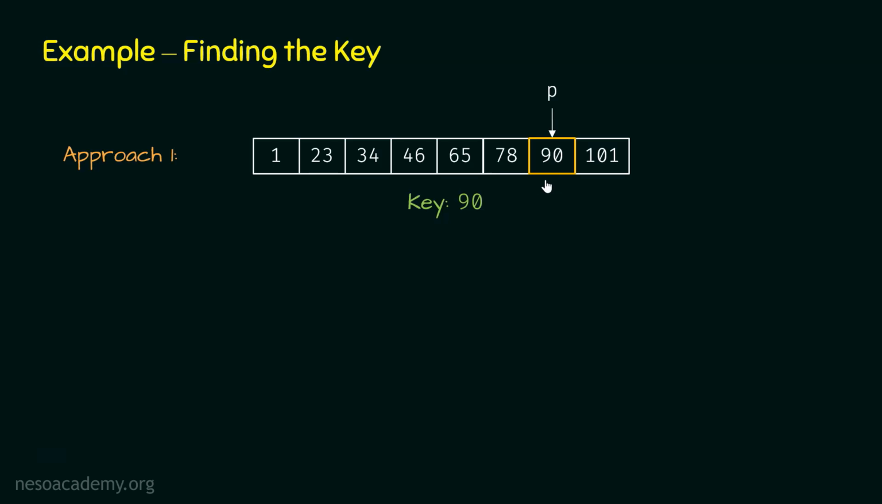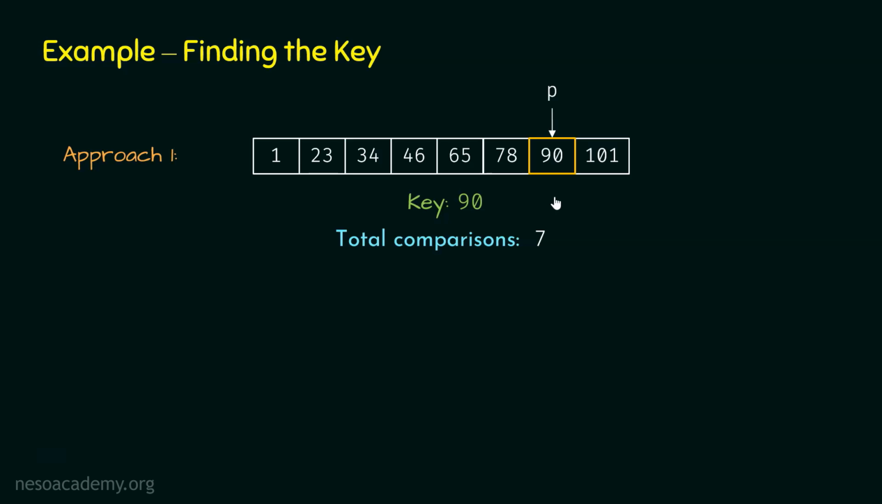How many comparisons did we take? A total of 7 comparisons. 1, 2, 3, 4, 5, 6, 7. So the total number of comparisons is 7. This many comparisons we took to find whether the key is available in the list or not. So this is approach number 1.